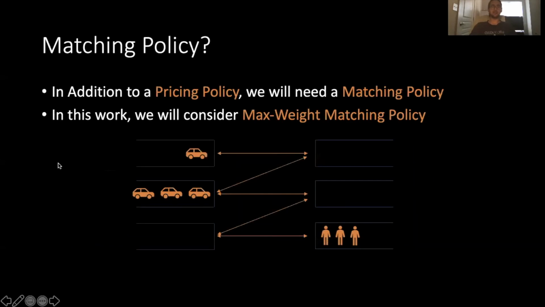In addition to the pricing policy, we also need to define a matching policy. Thus, in this work, we consider a max rate matching policy, which is defined as follows. For example, a customer enters into the system, then we will look at the compatible servers of this customer, which is the Q1 server and the Q2 server. Now, there are 3 servers waiting in Q2 and 1 server waiting in Q1. So we'll match the customer to the queue where more servers are waiting in the system. Thus we match it to the Q2 server.